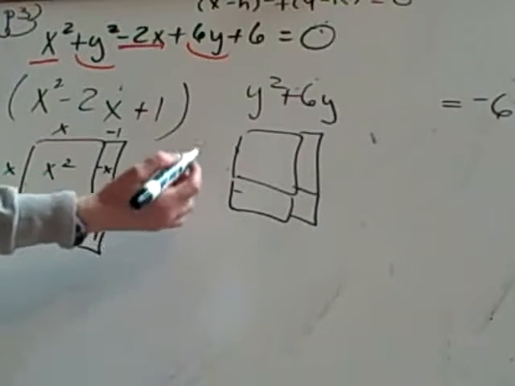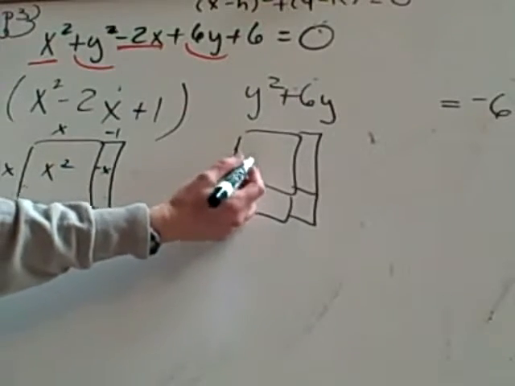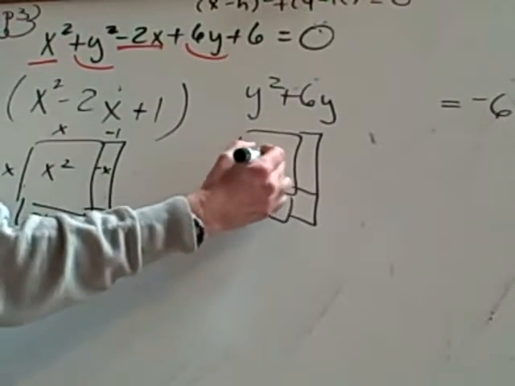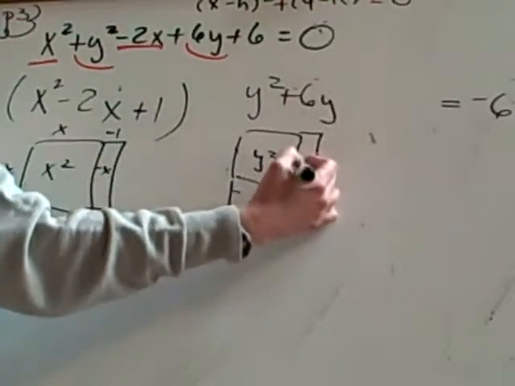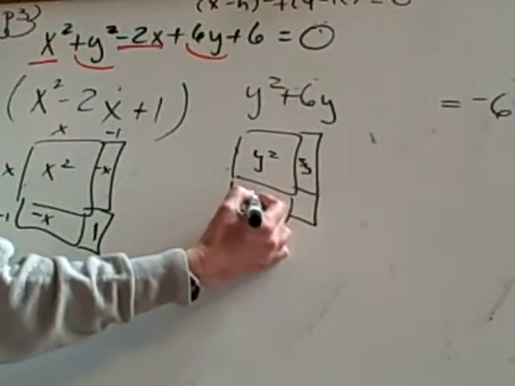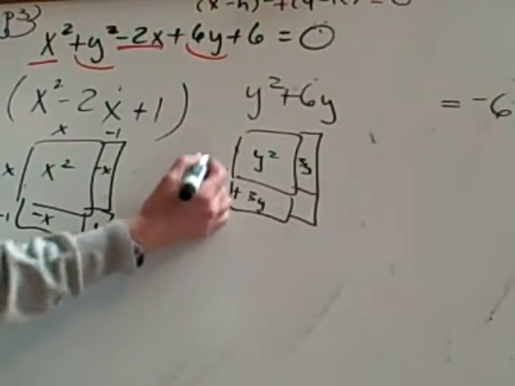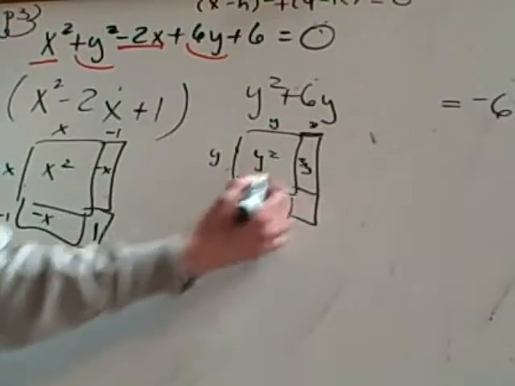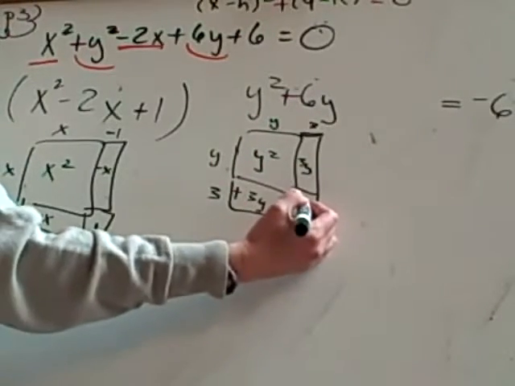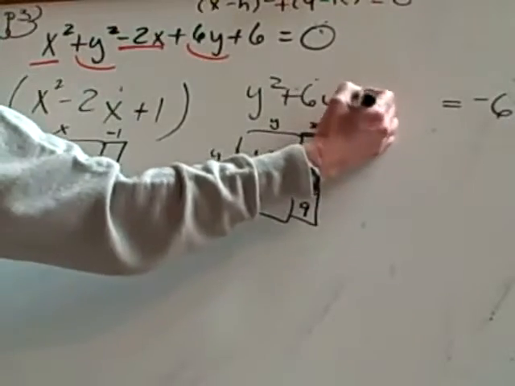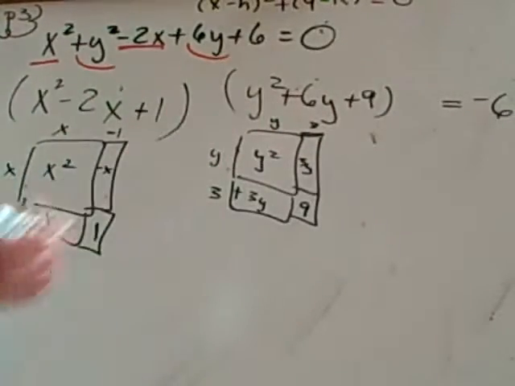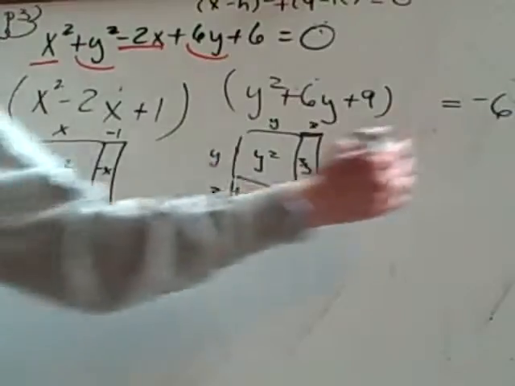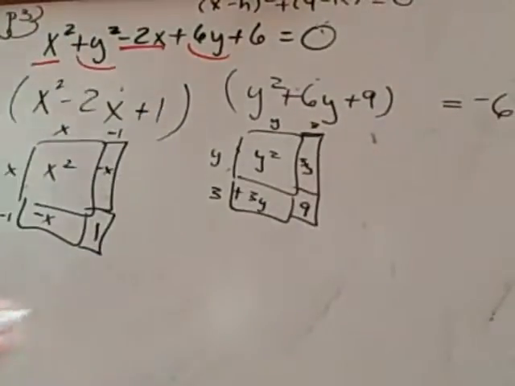Okay, let's do this one here. We're going to complete the square on this side. This is y squared here. Half of 6y would be 3y, so 3y goes here and here. This is y, this is y. How long is this little piece here? 3. And this one here is 3. So what am I going to need here? 9. So I'm going to add 9. If I add 9 to one side, what do I have to do to the other side? Add 9. Perfect.